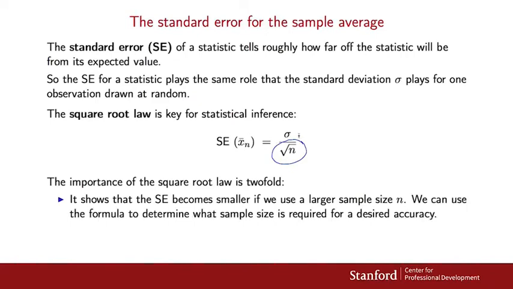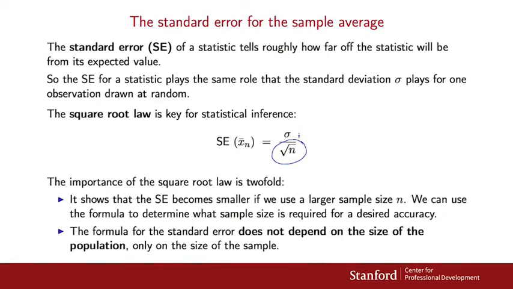We can actually use that formula to determine what sample size is required to get a desired accuracy for our standard error. The second point is that the formula does not depend on the size of the population, only on the size of the sample. This is the reason why statistics works in polls. After all, remember our previous example where we looked at 140 million adult men. It doesn't really matter that we look at 140 million. If we take a sample of size 1,000, we get a certain standard error no matter how large the population is.